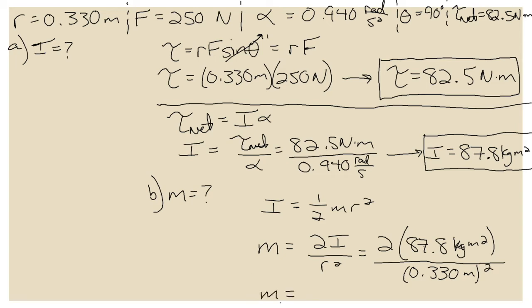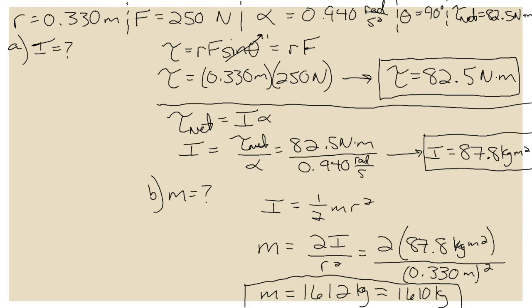And when you do that math, you plug in all those numbers, you get 1,612 kilograms. But since everything given in this number has been 3 sig figs so far, we'll go ahead and call that 1,610 kilograms. And that's it for part B.